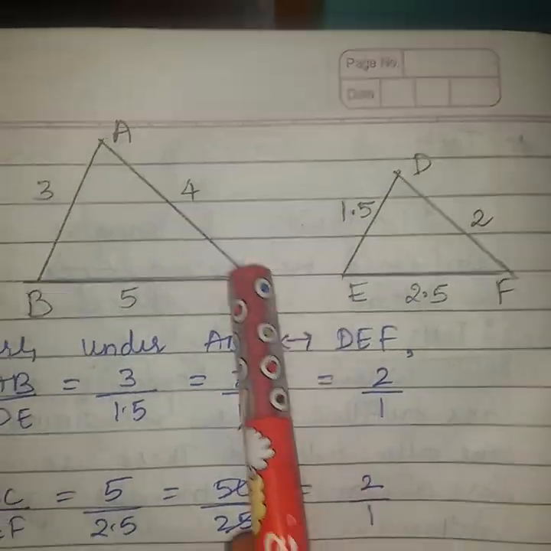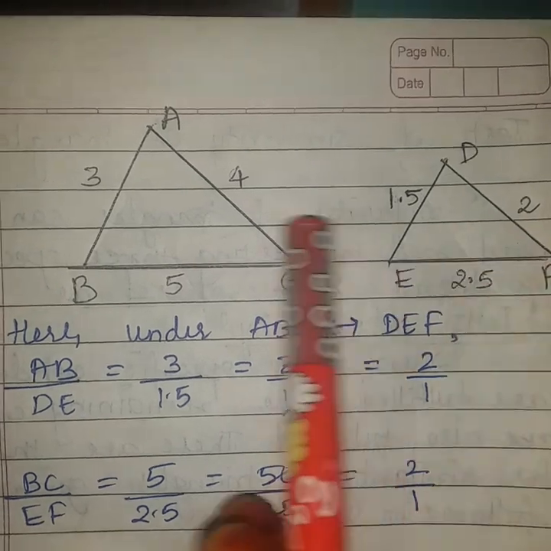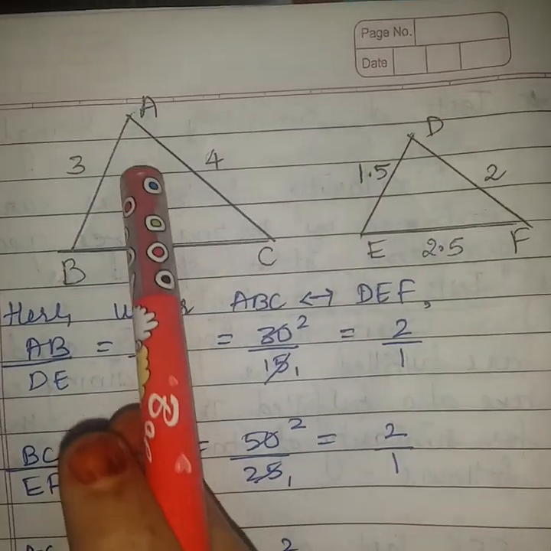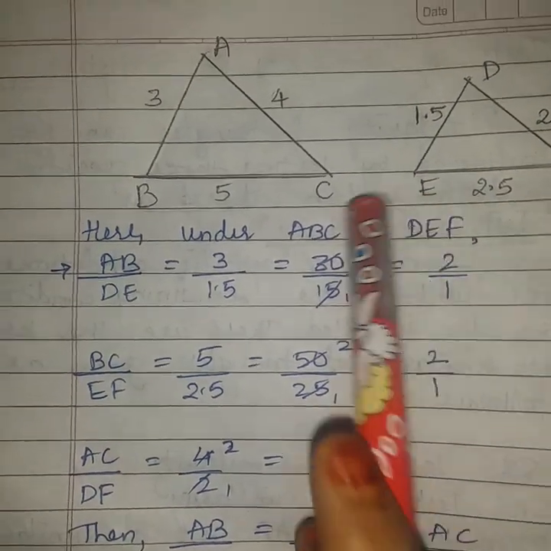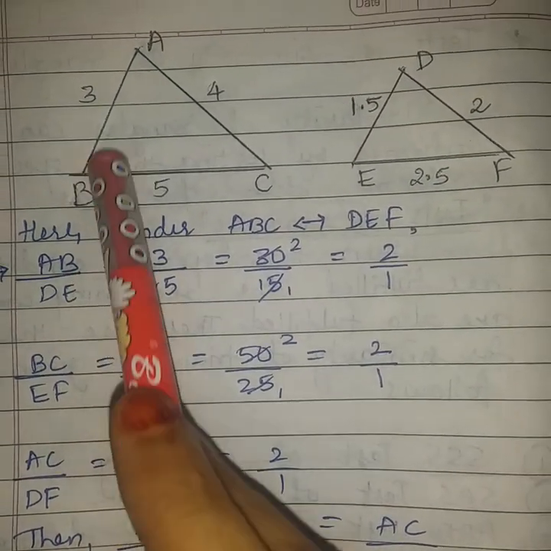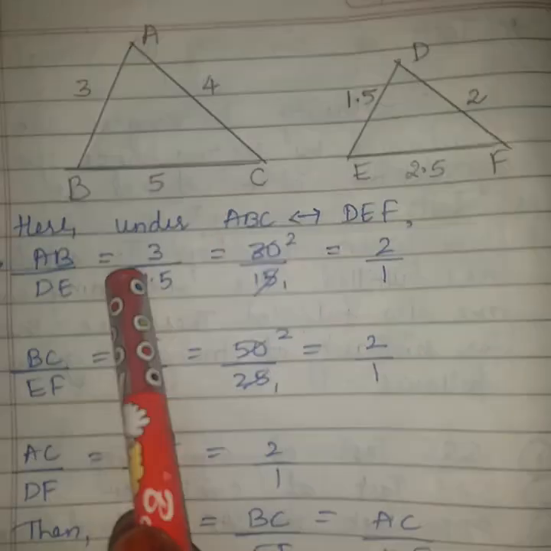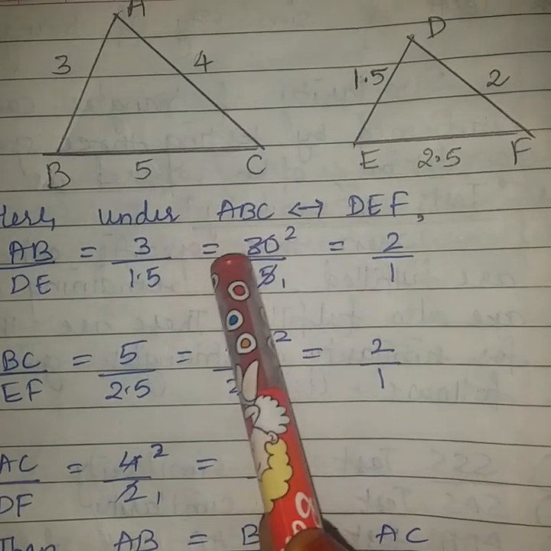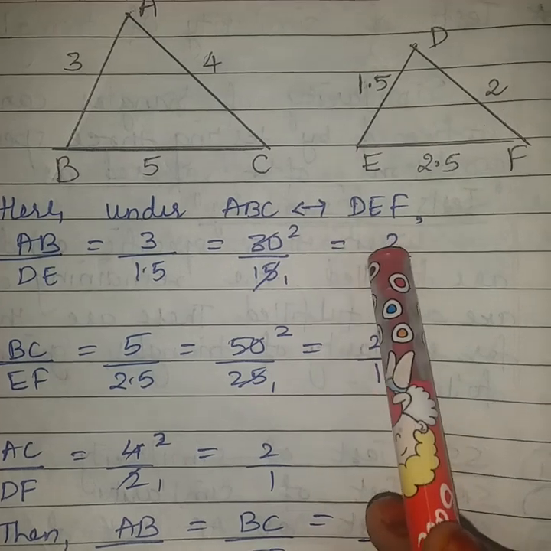There are two triangles over here. One is triangle ABC and the other one is triangle DEF. The values of the three sides are given for both the triangles. For the correspondence ABC corresponds to DEF, let us take the ratios. AB upon DE is 3 upon 1.5. Let's remove the decimal points. It will be 30 upon 15, so the final answer is 2 by 1.